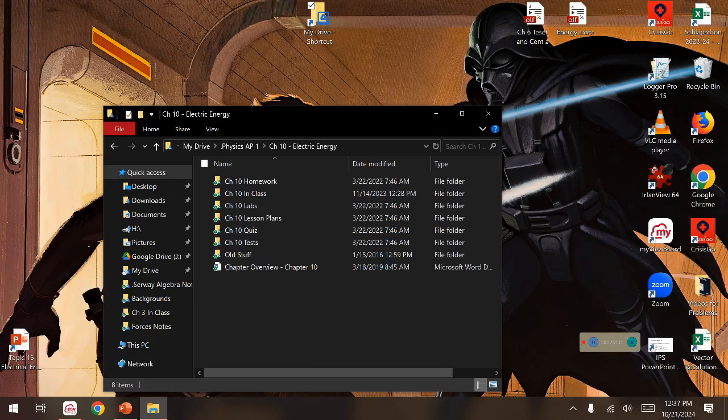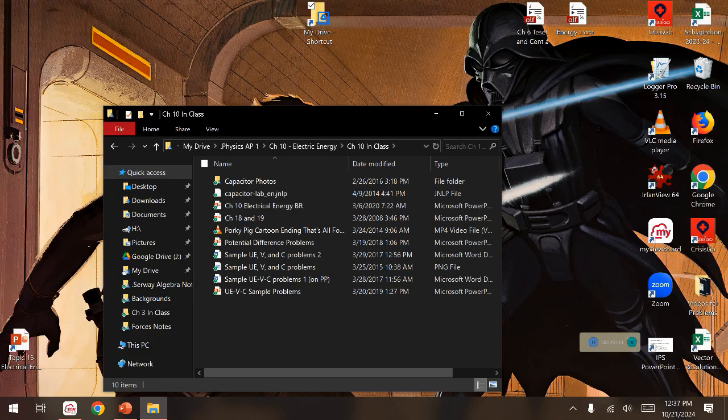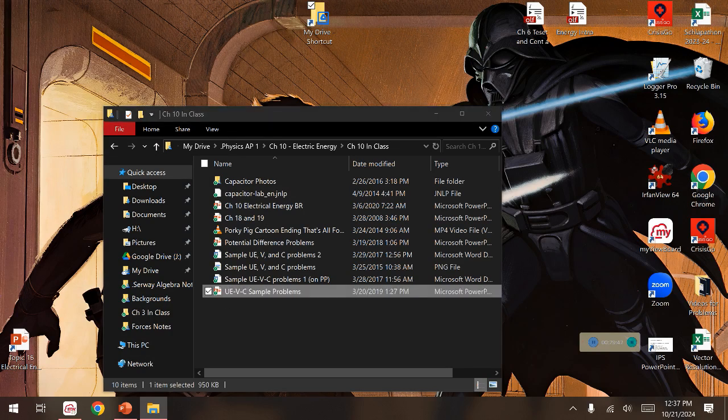All right, there we are. Electrical energy in class, capacitor, Porky Pig. That's all ending. Nope, that's not it. Capacitance problems. It might be here. Actually, I think it's right here.